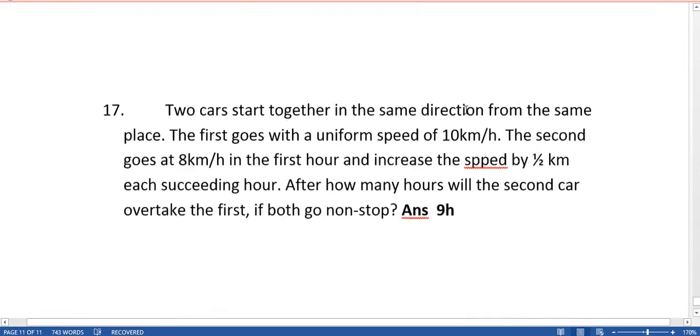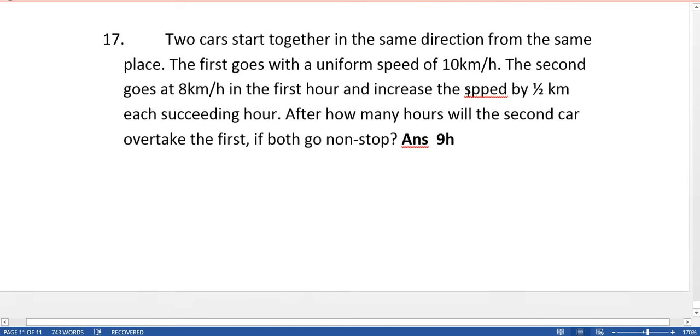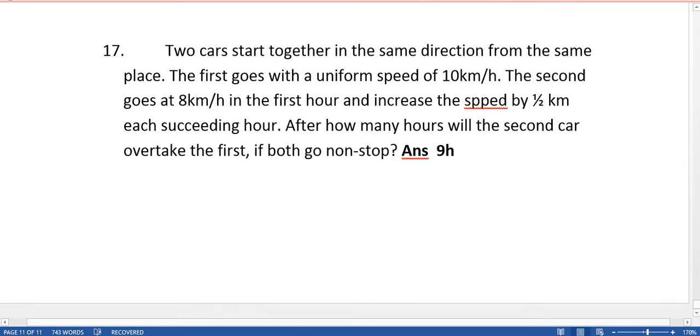Okay, I'm going to end this by covering question number 17. I'll try to make another video covering a few more questions so that we would have a comprehensive coverage of time, speed and distance. But with question number 17, let's end this particular session, as this is already very lengthy.